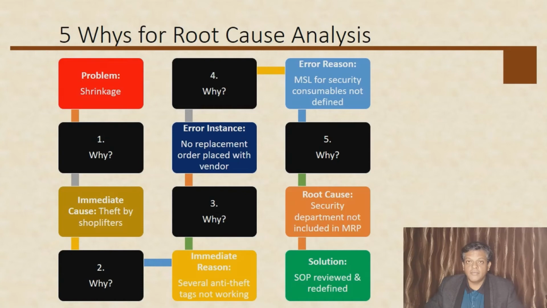So in this manner, by carrying out a 5 whys exercise, they have arrived at the root cause of the problem. Now, if this exercise was not being done, then what would have happened? The problem still remains. The problem is shrinkage, and somebody would have stopped at any of these intermediary stages. Like, let's do some more physical frisking. Let's increase the surveillance or the security guards on site to ensure that shoplifters are not able to steal stuff so easily. Or they could have simply placed an order with the vendor to get new working anti-theft tags. But all these solutions would not have addressed the real root cause.